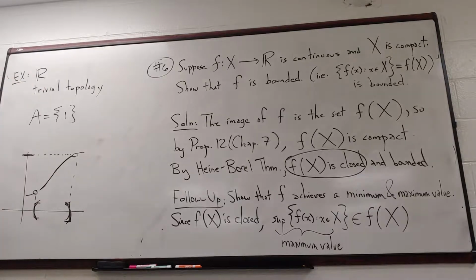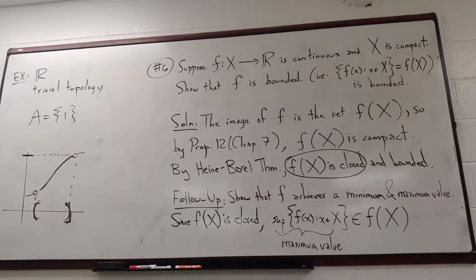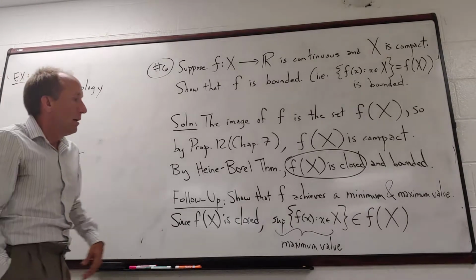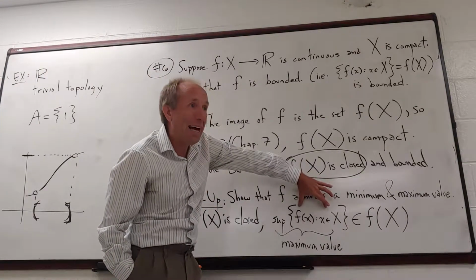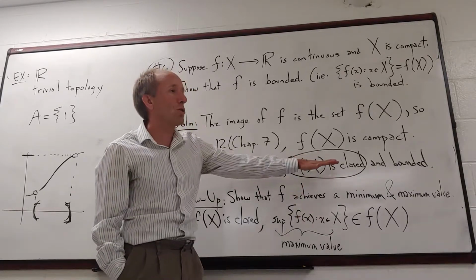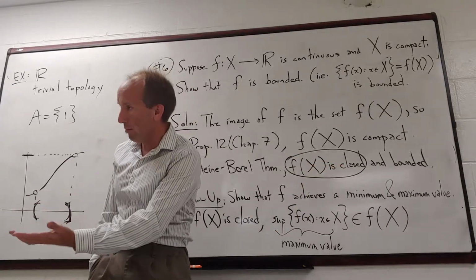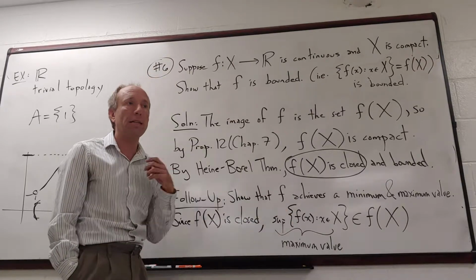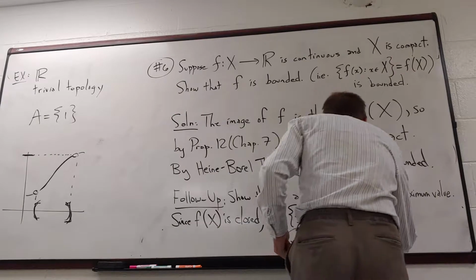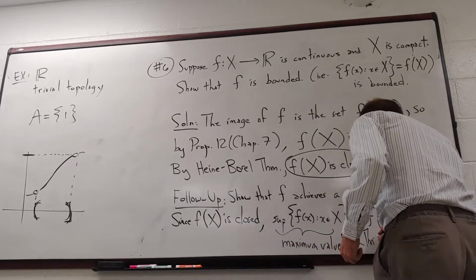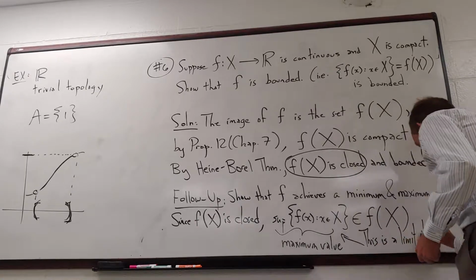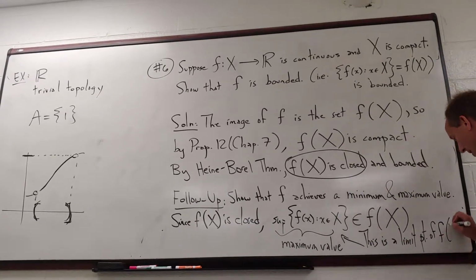Yeah, Alex? Can't you argue that the supremum is a limit point? Yep. Yeah, that's basically what you're doing. Yeah, the supremum is a limit point of the set f of capital X. And because f of capital X is closed, it contains all of its limit points. And so therefore it has to contain that supremum. Yeah. Okay. So I'll just maybe note that as well. This is a limit point of f of capital X.